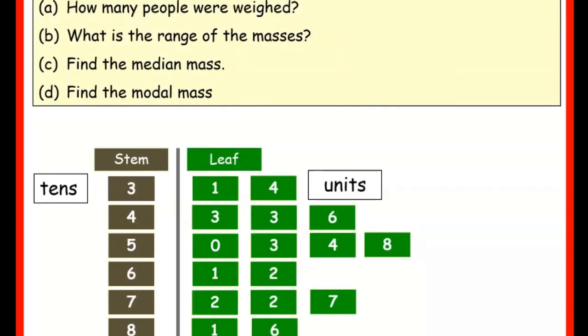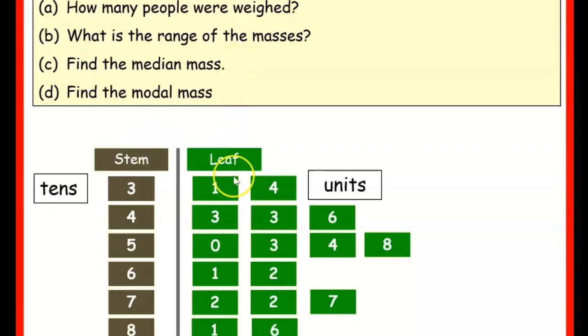Now let's look at this. The stem and leaf diagram below shows the masses in kg of some people in a lift. How many people were weighed? What is the range of the masses? Find the median mass, then find the modal mass. So how many people were weighed? How are we going to get the number of people that were weighed here?